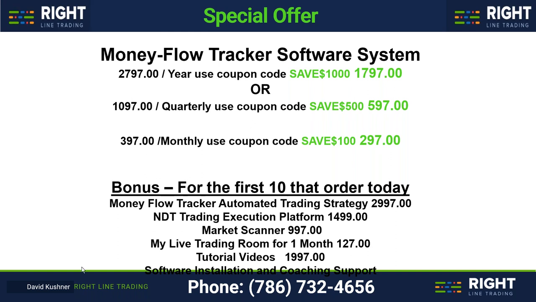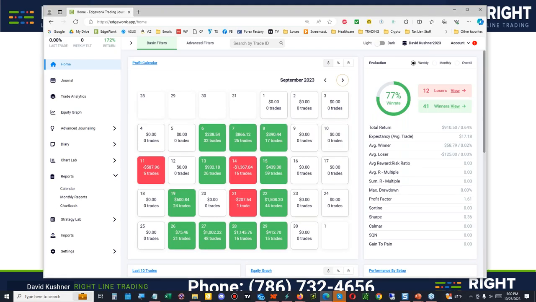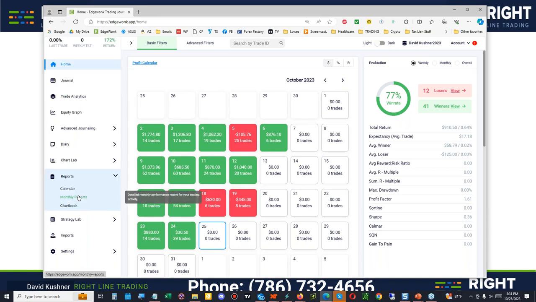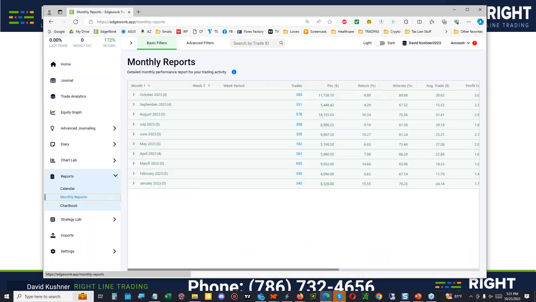But you know what? Even though we didn't make money today, look what we did. Yesterday was dead. We took three trades. We had two losers and a nice winner. We ended up break even. But Monday we made $880. Last week Monday was $1,215. Tuesday was $2,192. Wednesday and Thursday we lost money. But it doesn't matter. We don't look at it on a daily basis.